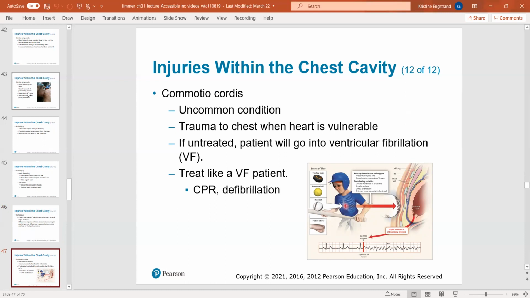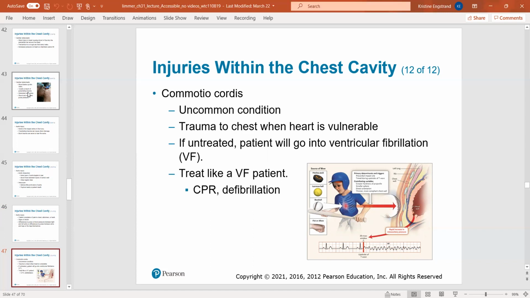Commotio cordis, or commotio cordis. I've heard that said two different ways. It's uncommon, but it does happen. Think about your baseball players. They take a line drive right to the heart. It's like the money shot. I shouldn't say that, but it's so rare that something hits the chest when the heart is vulnerable, and it stops the heart immediately.